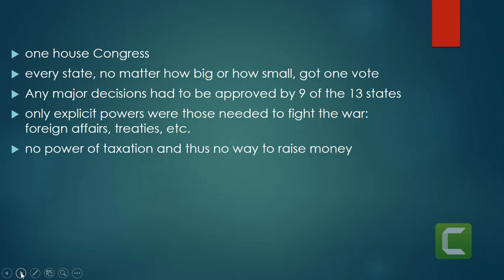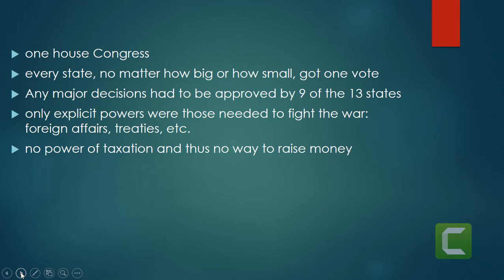So, for example, under the Articles of Confederation, the U.S. government had no power of taxation, which meant it had no way to raise money. The assumption was that individual states would chip in to help fund the federal government, but the government in and of itself, under the Articles of Confederation, had no power of taxation and thus no power to raise funds.